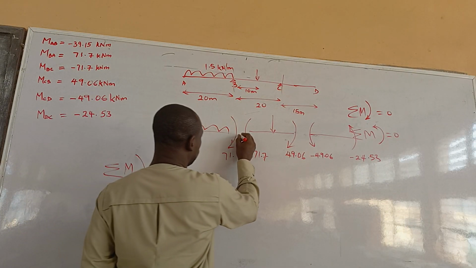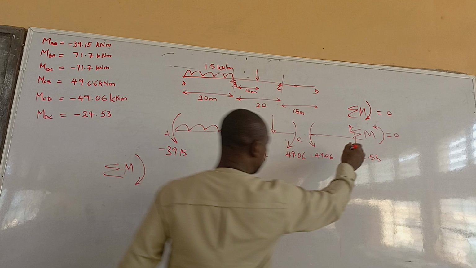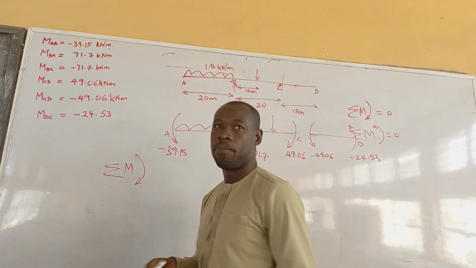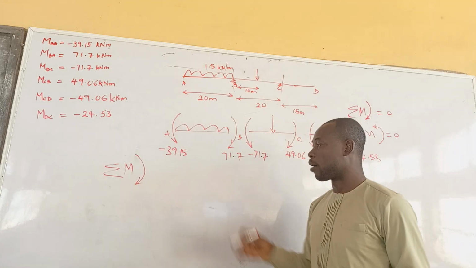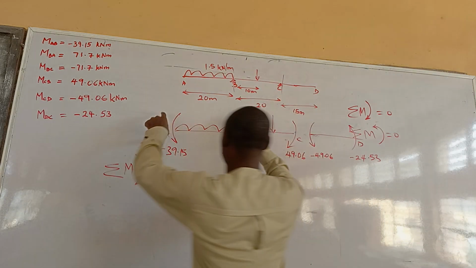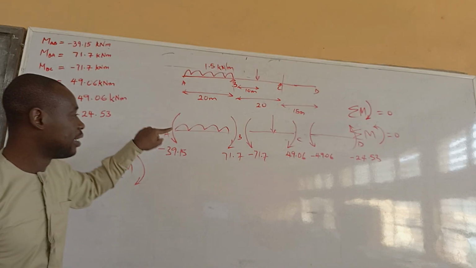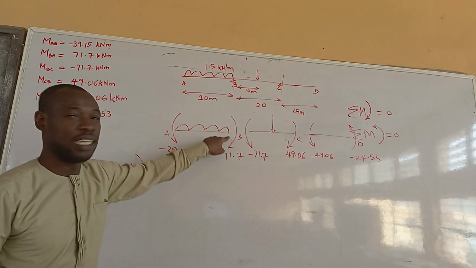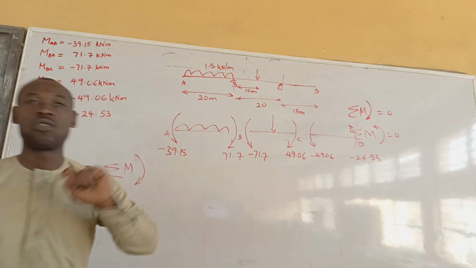Please, watch what I'm showing you here. It is very important for you, because this is where many of us will miss the calculation. I want to treat this one now. I want to get the end shear here and the shear at this particular point. How do I go about it?